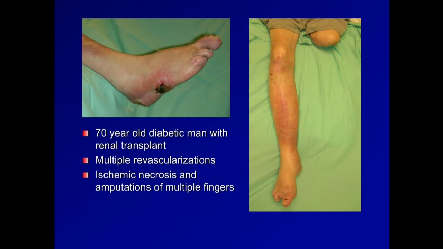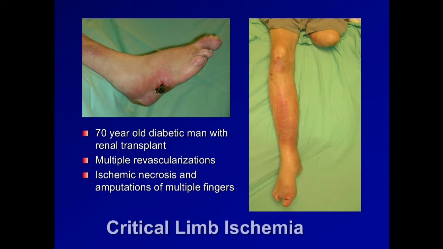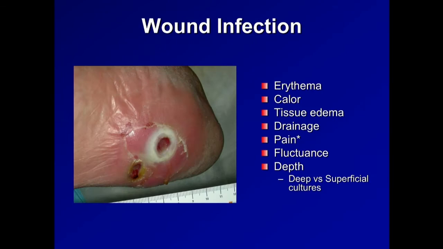So diabetic gentleman, renal transplant, multiple both upper and lower extremity revascularizations with tissue loss in both regions. So this is an example of critical limb ischemia, and here clearly no role for compression therapy in the acute phase. Now, what about infection in terms of addressing the assessment of lower extremity wounds?